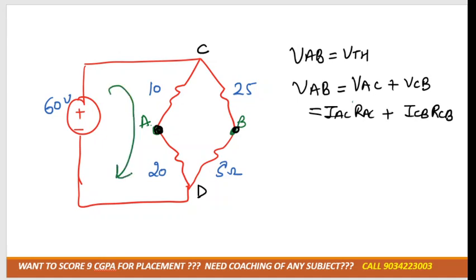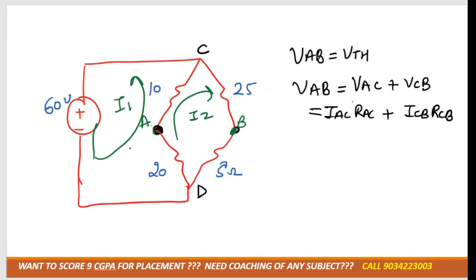Too simple. You are moving from A to C, so your current should also move from A to C. Again, you are moving from C to A. No, sorry, you are moving from A to C. I have taken the wrong direction. So in whichever direction you are moving, you have to take current in that only. You are moving A to C, so current should also move A to C. Okay, got it?